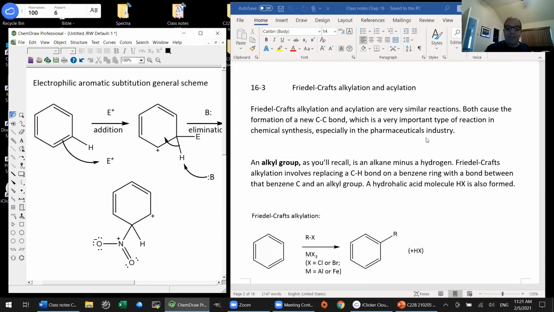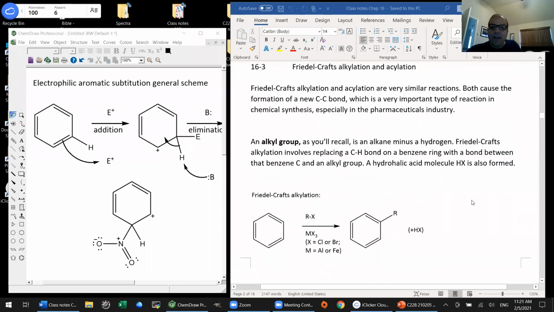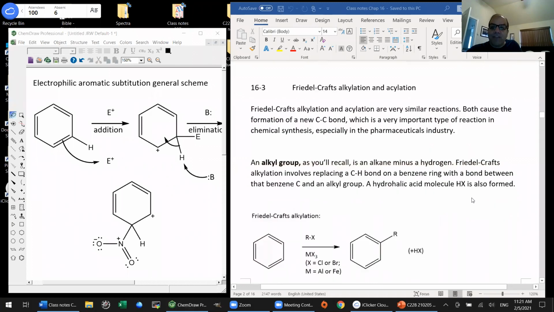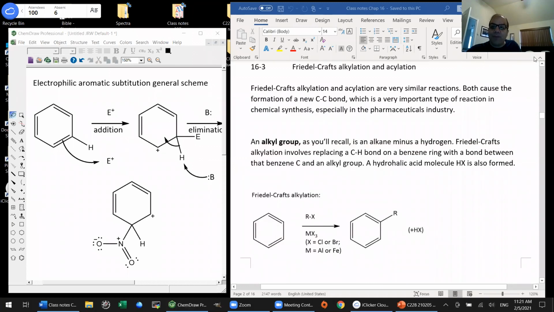So, yeah, that's already on eCampus if you want to take a look at it. Good. So I think that's all we need for this. Good. So that just leaves these two so-called Friedel-Crafts reactions.